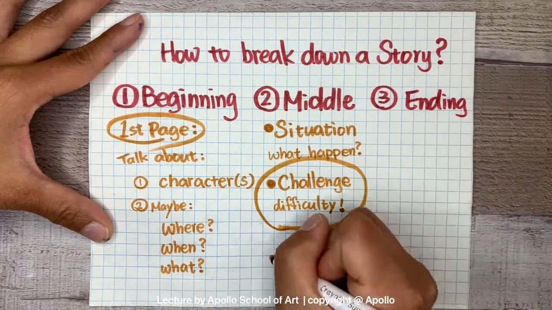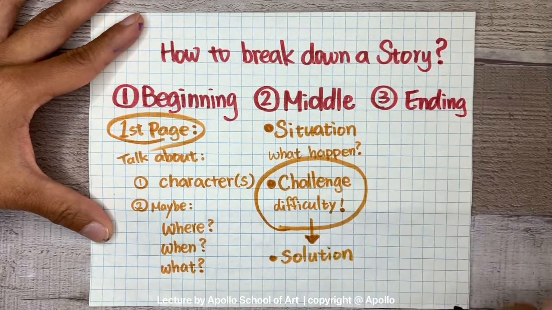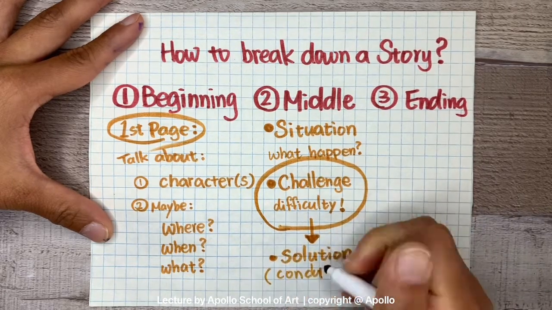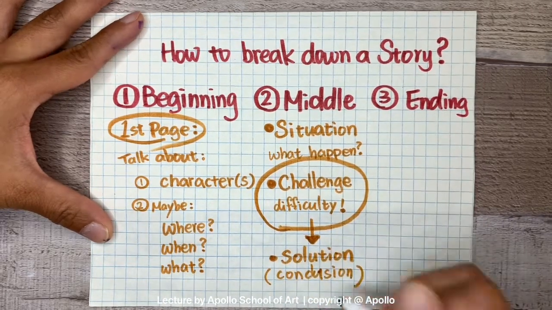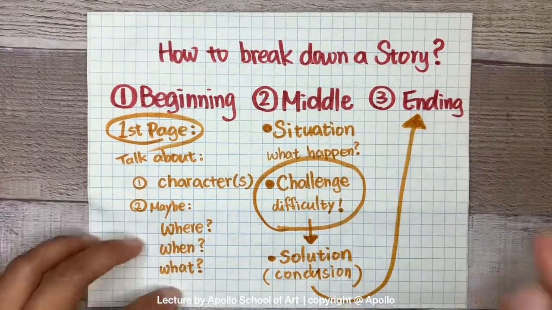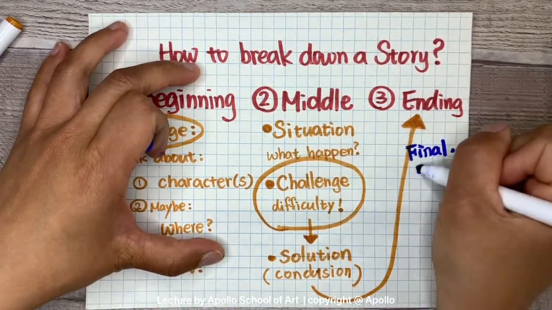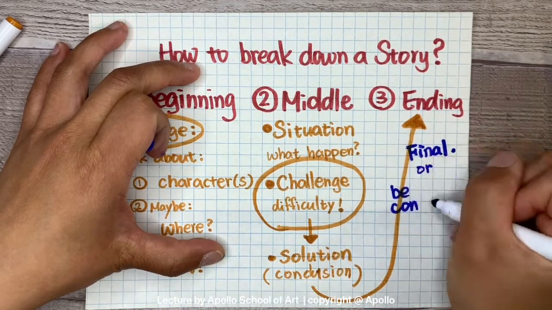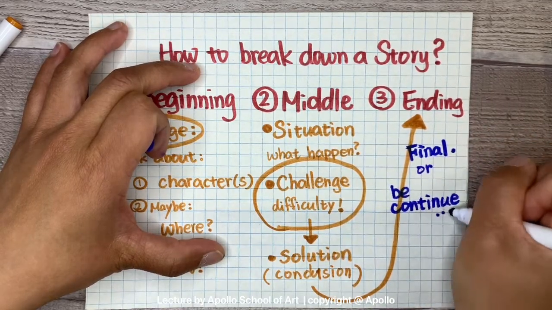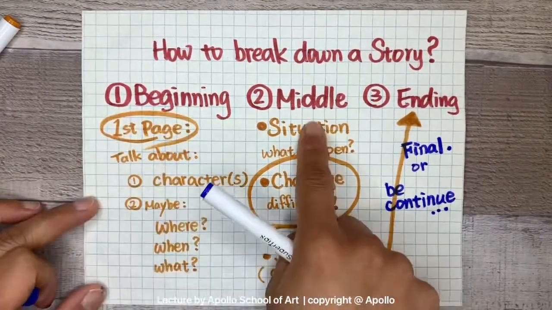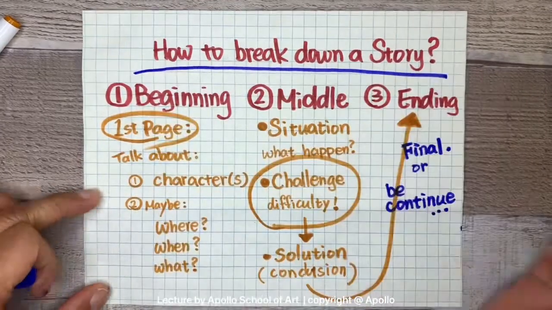Then of course, if you have the difficulty, which means we need to have the solution. So the solution will be close to the end. So the ending, you could have the final, the happy ending, or the story is not finished yet. So you can say to be continued. So this is how we break down the story.